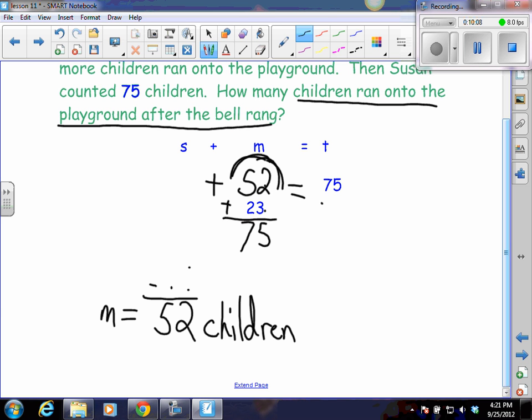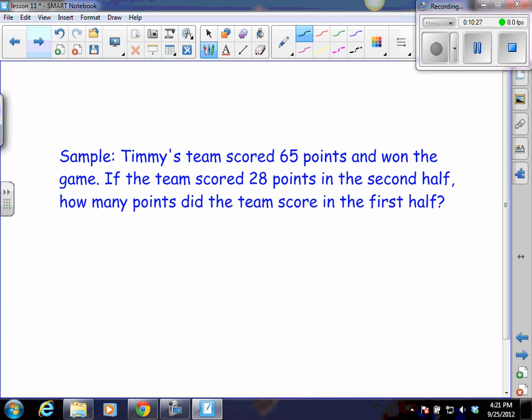That is our lesson on word problems about combining. We have our formula S plus M equals T, which is what we want to remember and work with for the rest of this unit. I'll leave you with one more sample problem. You can work on this one on your own, and we'll start the class tomorrow looking at this.